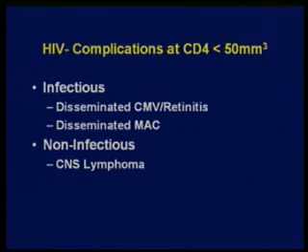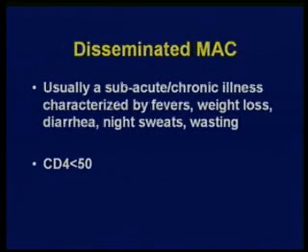So HIV complications with a T cell count less than 50. Infectious: disseminated CMV gives you retinitis, disseminated MAC, Mycobacterium avium complex. I'm going to talk about that in a second. Non-infectious: CNS lymphoma. Disseminated MAC is usually a subacute or chronic illness, characterized by fevers, weight loss, diarrhea, night sweats, and wasting, usually occurring with a T cell count under 50. When someone thinks of a typical AIDS patient, the stereotype of the skinny patient who's losing weight and sick, it's usually MAC that causes that. Okay.